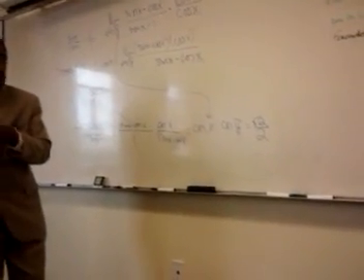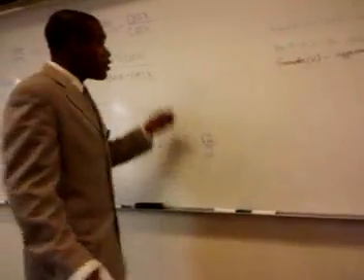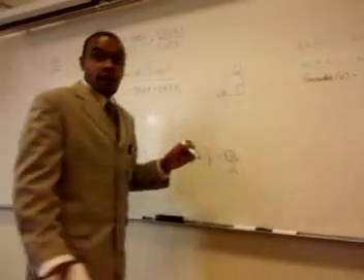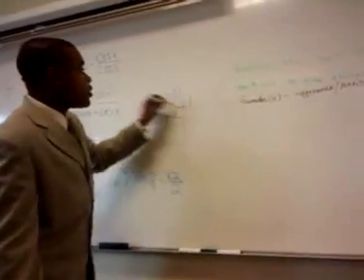I do. You do? Alright, so pi over 4 was a triangle, 45, 45, 90. Right? It's 1, 1, radical 2.